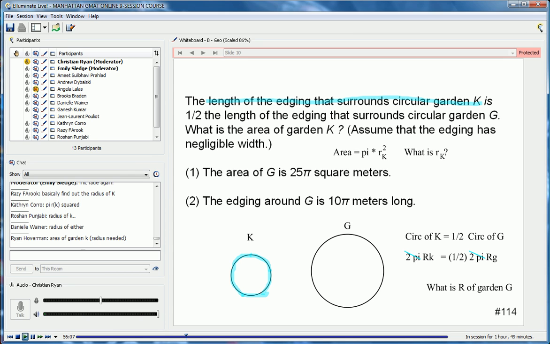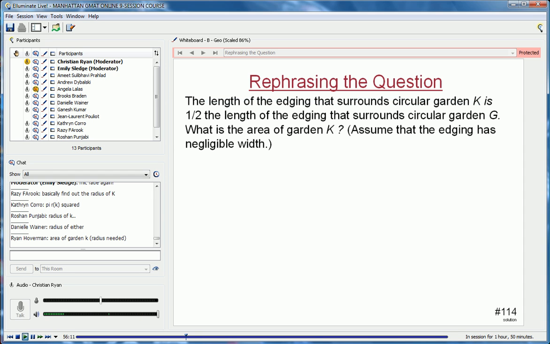So notice how much we've done in a sense to get that. So this is really all about rephrasing the question. The initial question is just what's that area, and so we rephrase it to what is RK, but that's not really the interesting part. When we draw the pictures, and we should always be thinking with circles, go for the radius, go for the radius.